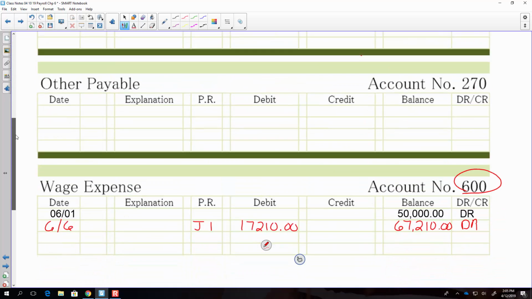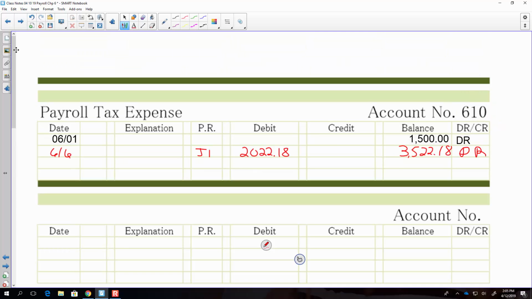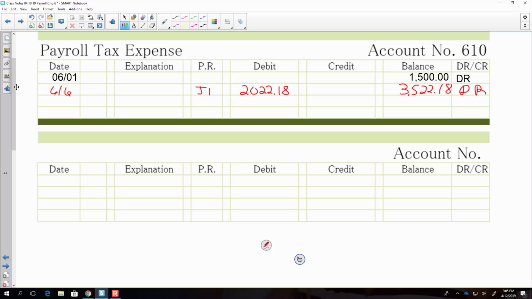And just follow through this. You can see some of the other entries. Here's a debit to wage expense. A debit to an expense, what? Makes it go up. So that's kind of what you're seeing here. These are the completed forms. Again, you will have to do this posting process on your exam, posting into the general ledger.